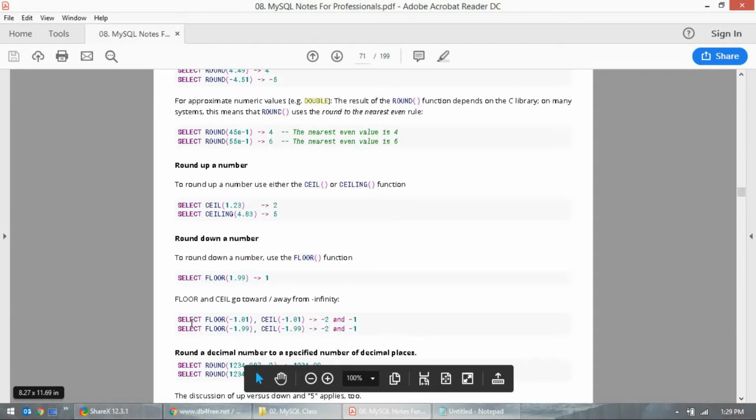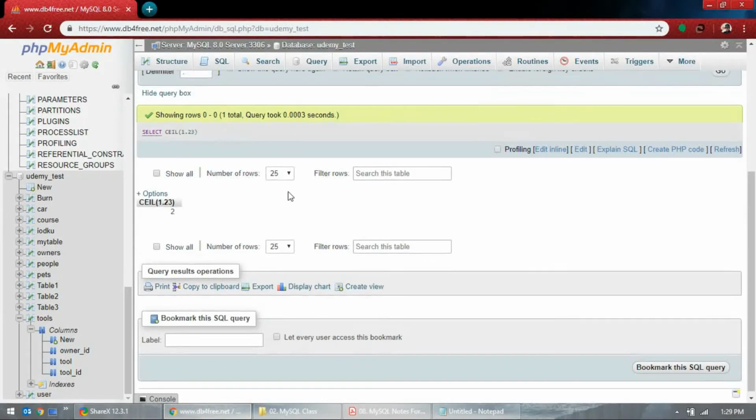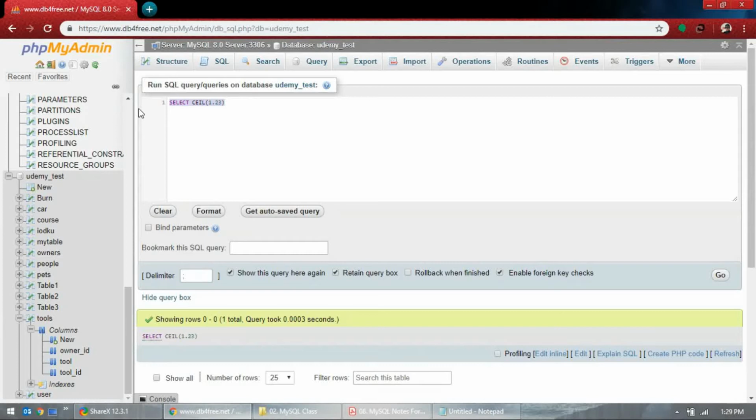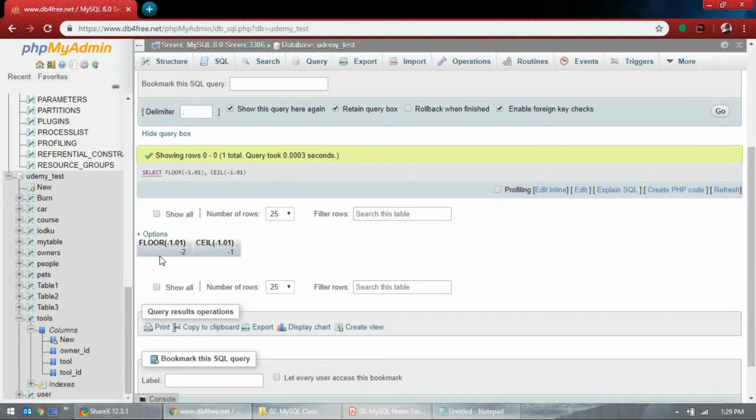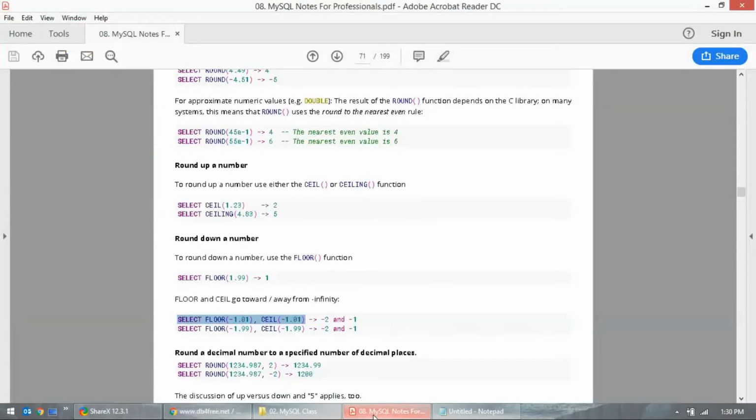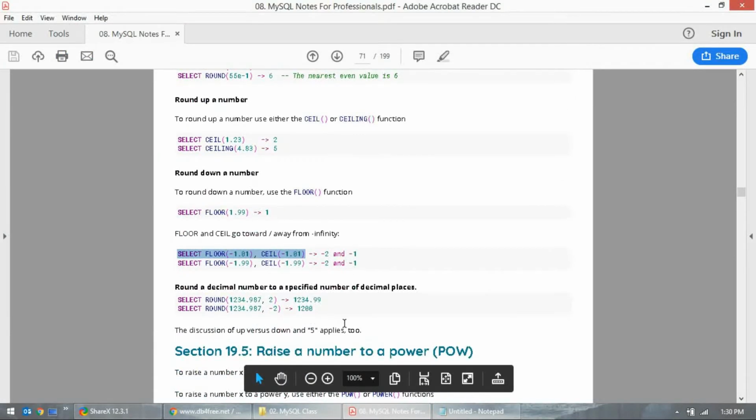And you can use both at the same time. Let's find out. Floor is -2, ceil is -1. Okay, so you can use this.